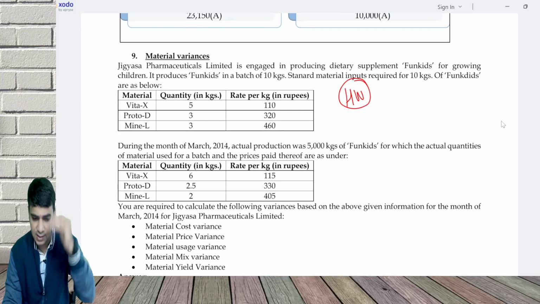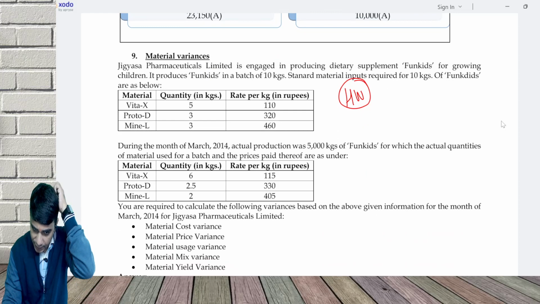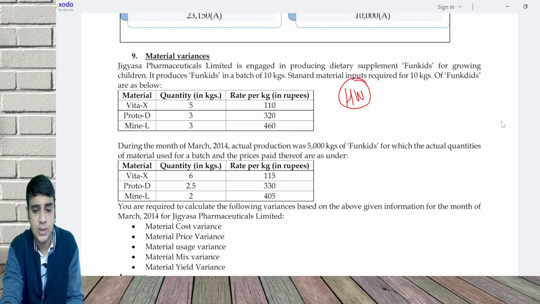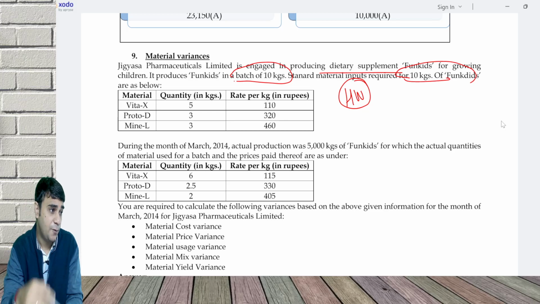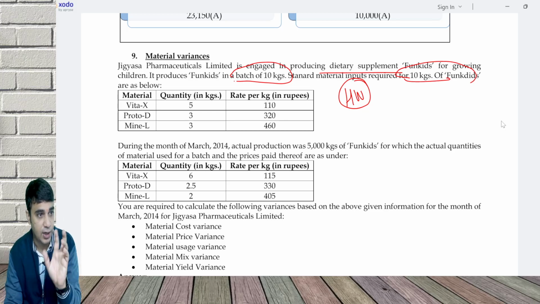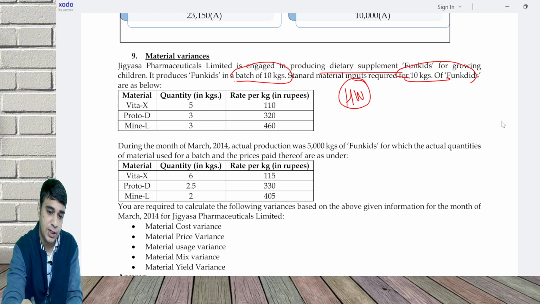Okay, 9 is a question where some of you have asked me a doubt. Digesa Pharmaceutical Limited is engaged in producing dietary supplement. It produces in a batch of 10 kg. Standard input required is 10. So for 10 kg of output, 10 kg of input is needed. So 10 is to 10 is the input output ratio, which needs to be split.